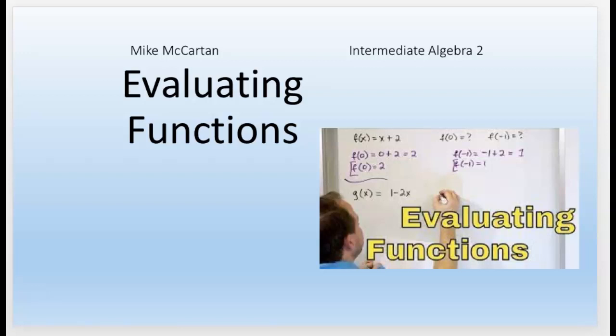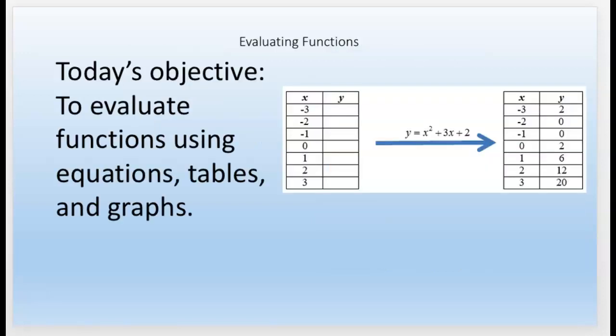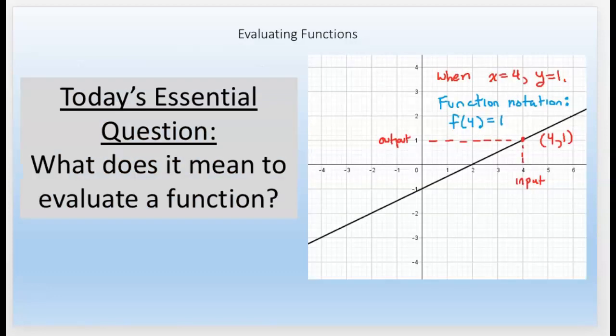Today is a short video. We're going to look at evaluating functions. Again, our objective is to evaluate functions, and we're going to use equations, tables, and graphs. It's just plugging in x and finding out what y is. And our essential question, you'll need this for the warm-up today: What does it mean to evaluate a function? What does that mean?